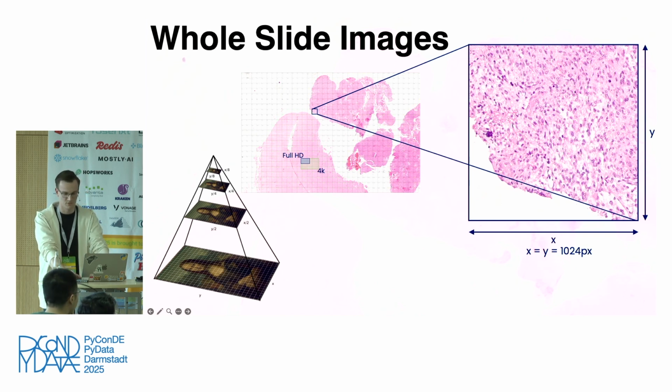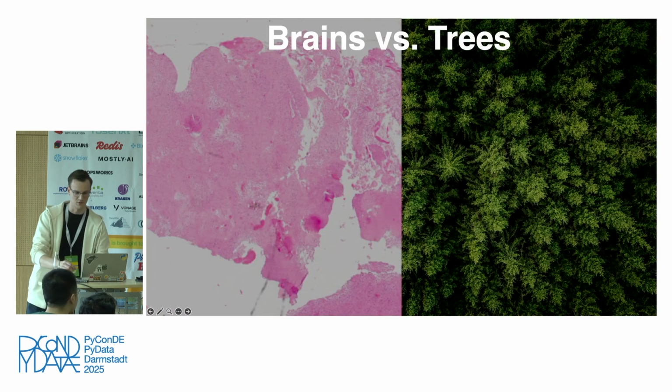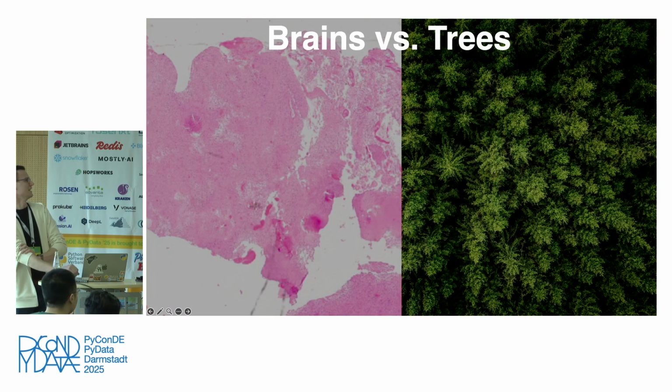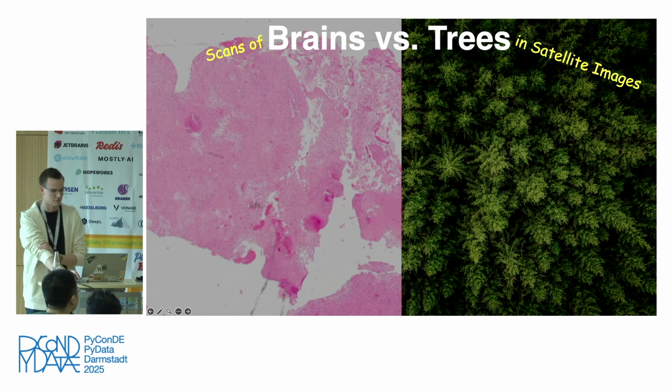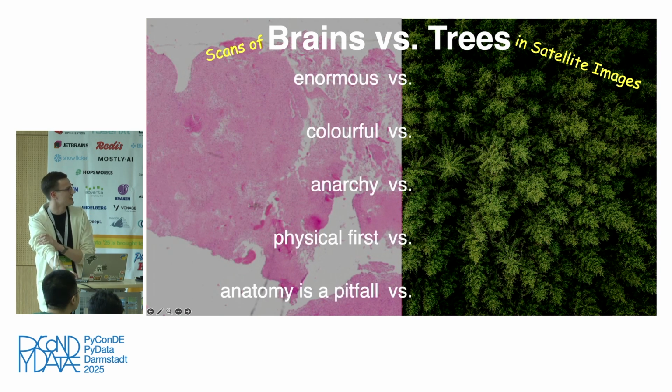But nobody came for the boring radiology or pathology part. We want to talk about brains versus trees. As always, I lied in my title. We are only talking about scans of brains and trees and satellite images. So we already explored all the parts of brains. Let's talk about trees and why they are a better fit to pathology than radiology images.